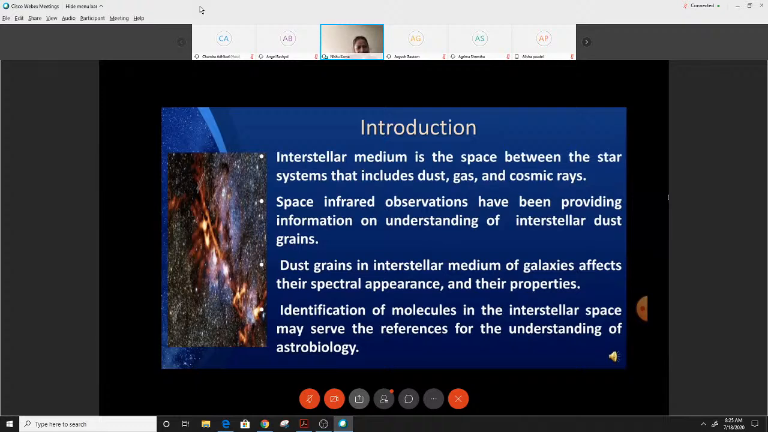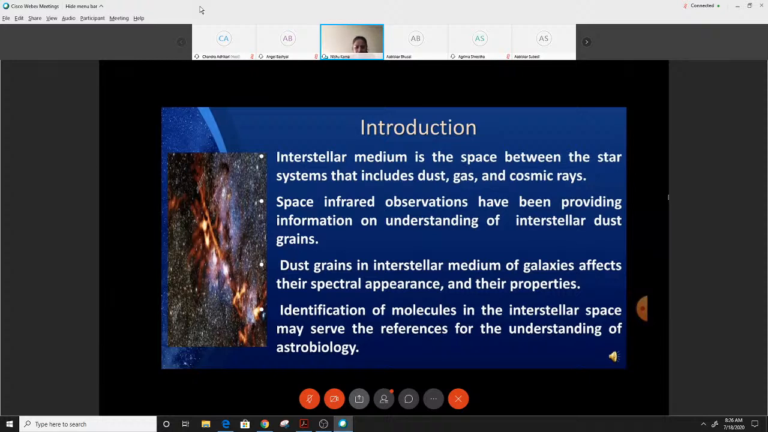Interstellar medium is the space between the star systems that includes dust, gas, and cosmic rays. Space infrared observations have been providing information on the understanding of interstellar trends. Dust grains in the interstellar medium of galaxies affect their spectral appearance and their properties.